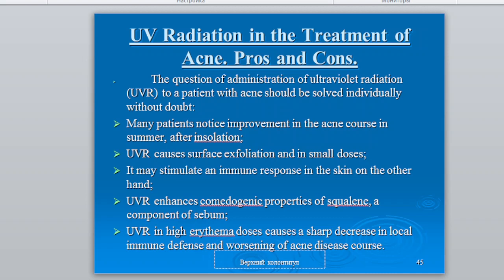Many patients notice improvement in the acne course in summer after insolation. UV causes surface exfoliation, and in small doses, it may stimulate an immune response in the skin. On the other hand, UV enhances comedogenic properties of squalene, a component of sebum. UV in high erythema doses causes a sharp decrease in local immune defense and worsening of acne disease course.